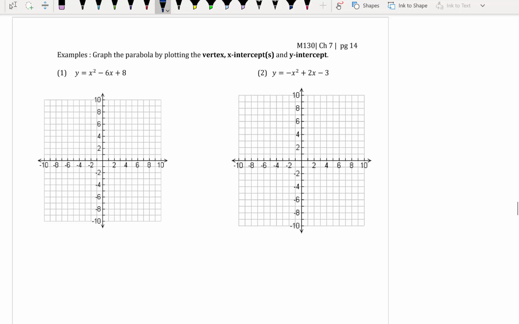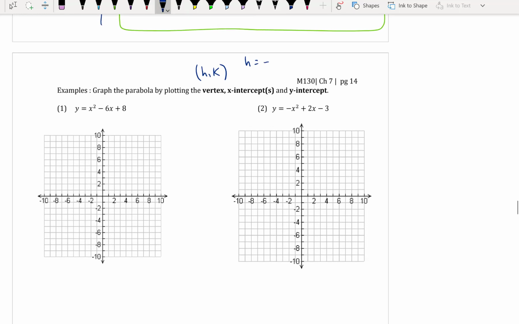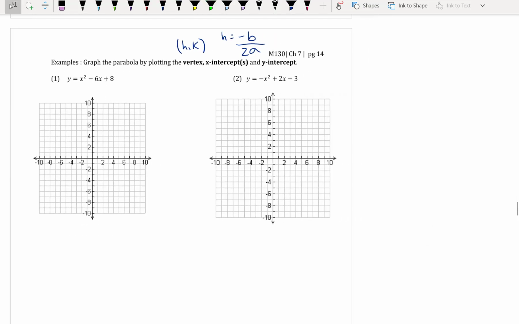So remember, if I'm trying to figure out that vertex, the best way to remember that is h, comma k, and the h value is found by negative b over 2a. We did that earlier. I'm just going to write that a little bit better. I can't write that b very nicely. There we go. Okay. So now that I know that, I'm going to use that for number 1.